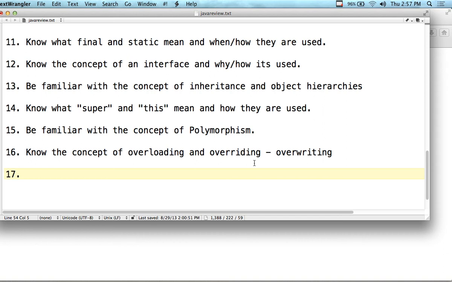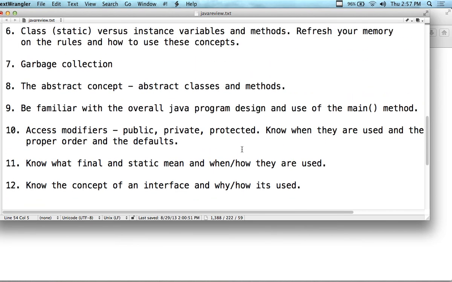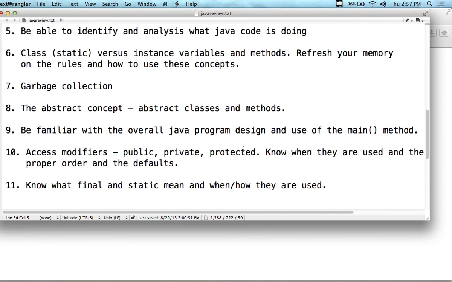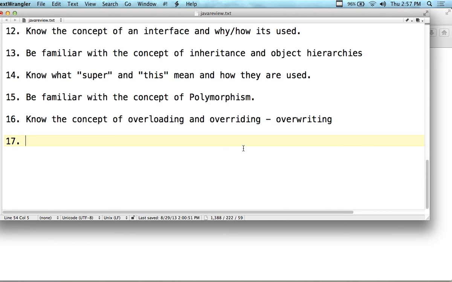Number 24, I did number 25 first because that one is easier to explain. Number 24 is a method question. It goes back to the class and the method, static and non-static methods. Class versus instance methods, and how to use them.